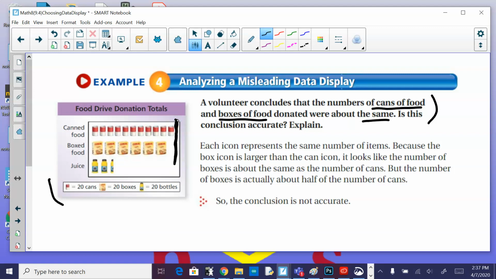But if you look a little bit more closely, I'm sure you can see that the can icons are a lot smaller than the box icons. So if we were to count each can icon and do the math, and count the box icons and do the math, this actually would not even be close. We would have a lot more cans than boxes, and it's misleading to represent the data this way so that visually it looks like they're about the same. So that's why they say this conclusion is really not accurate.